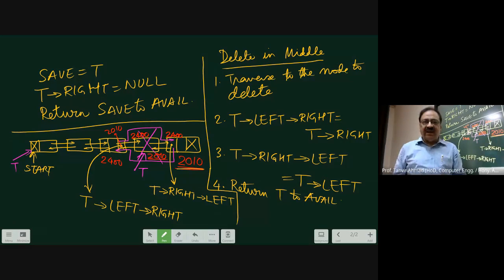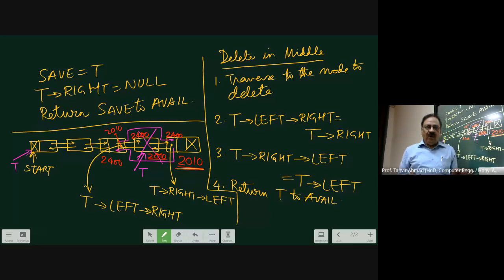Are these steps very clear? The only thing is that you have to write the first step, traverse to the node to delete. Now that is a very simple one. You have already done it in the singly linked list. You just modify the conditions, and whatever is given, you put it in such a way that it comes to that position.